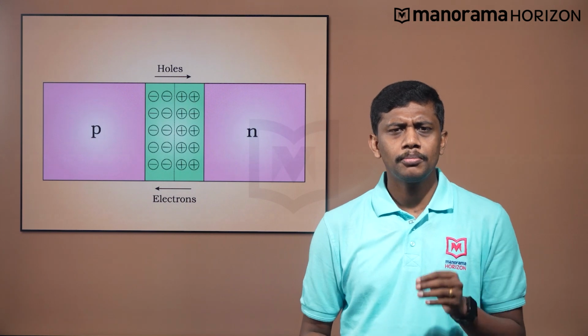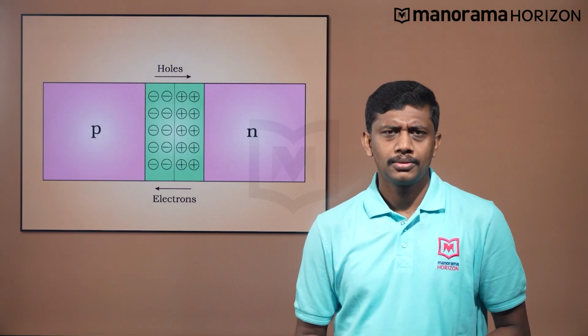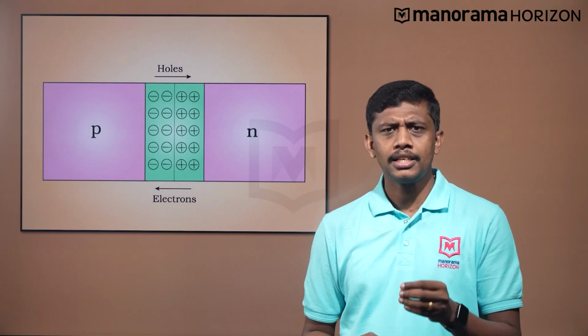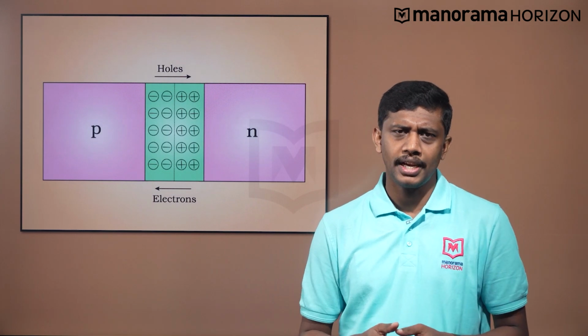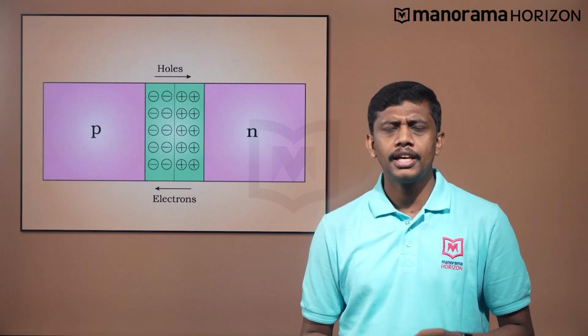Let's now discuss some important terms in PN junctions. Diffusion current. Holes diffuse from P side to N side and electrons diffuse from N side to P side. This motion of charge gives rise to diffusion current across the junction.